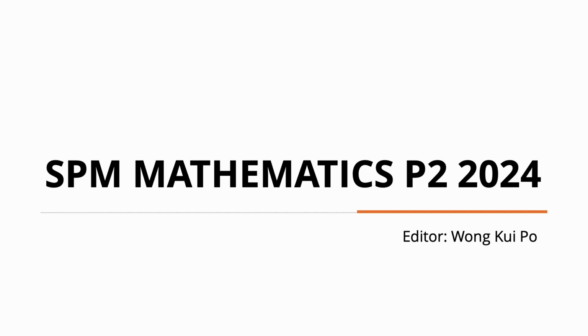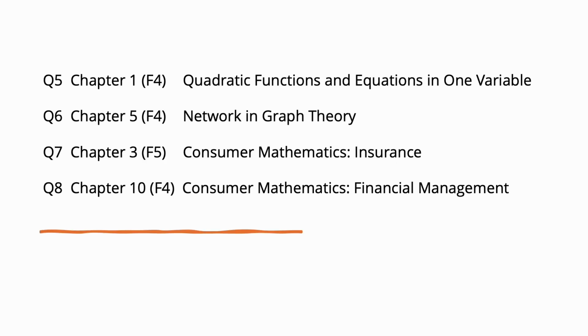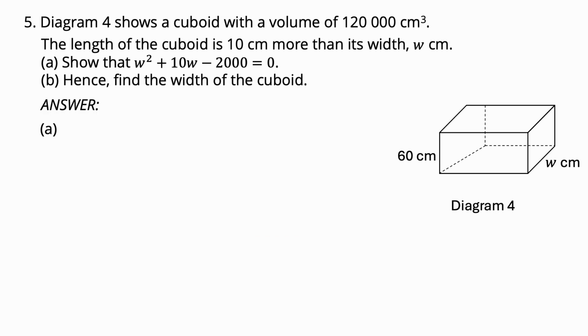This video talks about SPM Mathematics Paper 2 for 2024. Question number 5, 6, 7, and 8. Question number 5. Diagram 4 shows a cuboid with a volume of 120,000 centimeters cube.